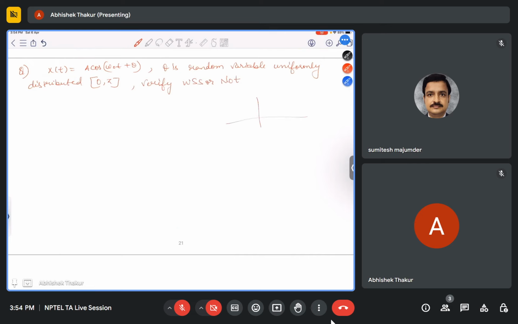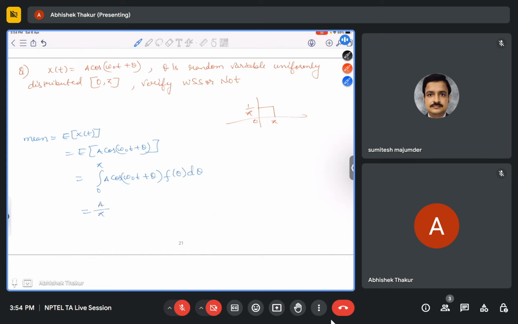So first, θ will be from 0 to π, so the amplitude will be 1/π. Now we will find the mean. The mean is equal to the expectation of x(t). Same way we will proceed. That is equal to the integration from 0 to π of A cos(ω₀t + θ) f(θ) dθ, and f(θ) is 1/π.